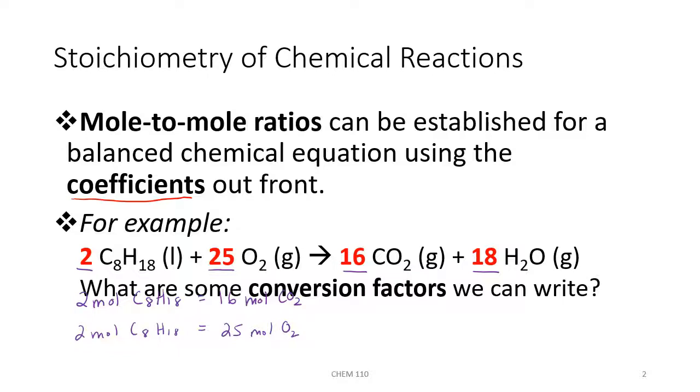We could also go from products back to reactants. For example, 18 moles of water are formed when 2 moles of octane react, or 16 moles of carbon dioxide are formed when 25 moles of oxygen react. There's many more mole ratios that can be written, and it's just going to depend upon what we're given in a problem and what we're asked to solve for. But anytime we have a balanced chemical equation, we can use those coefficients to write mole-to-mole conversion factors between substances.